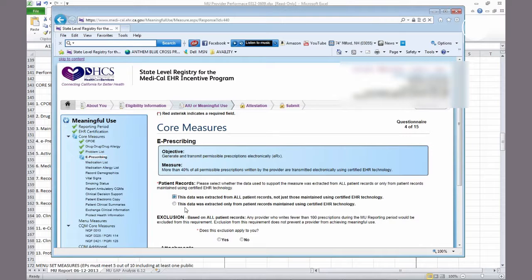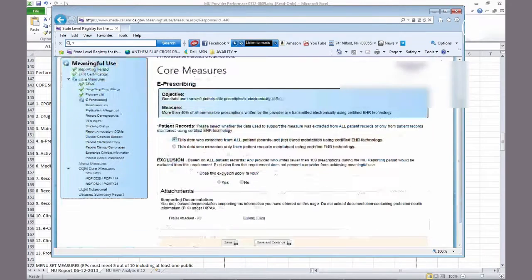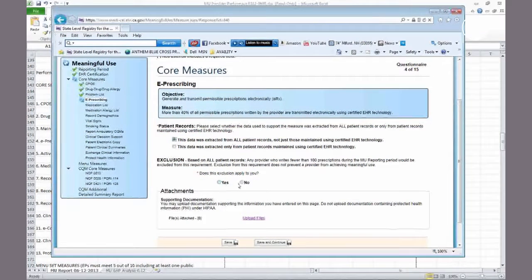E-prescribing is the fourth measure. Choose the statement that describes your data source. Either all patient records, including those not in an EHR, for button 1, or only patient records maintained in an EHR, for button 2. The exclusion for this measure is for a provider who wrote less than 100 prescriptions in the reporting period.